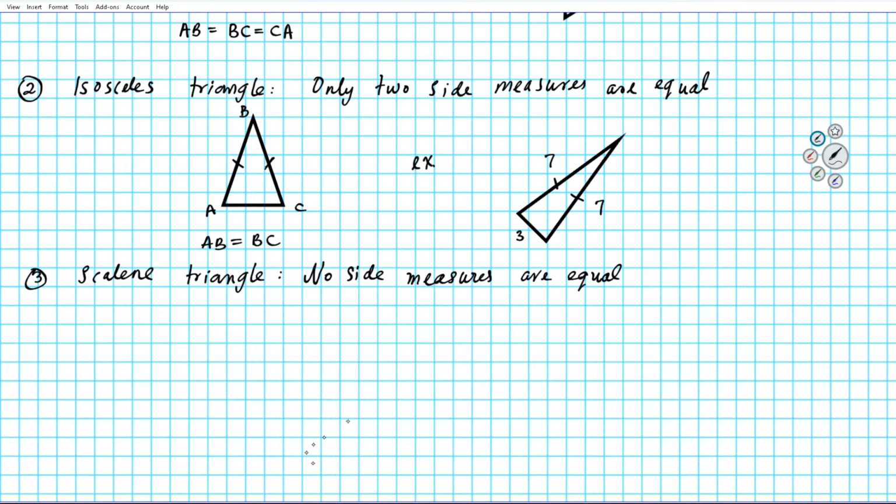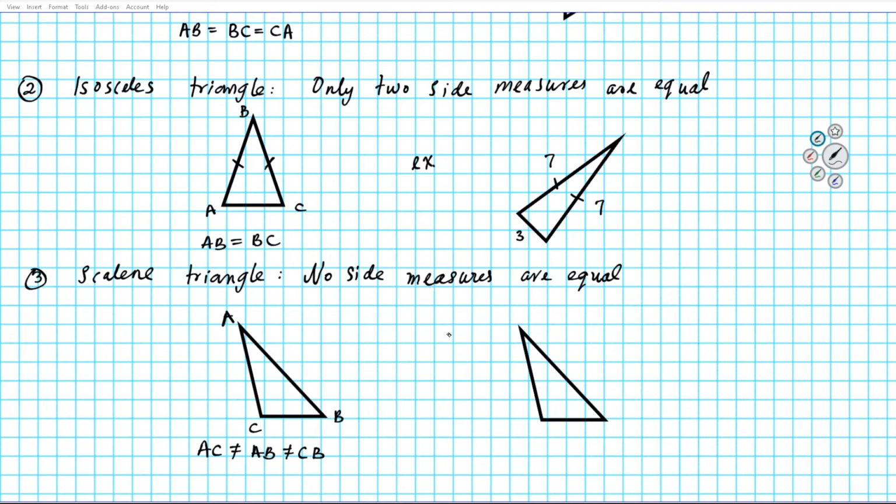So let's take a look at a visualization of a scaling triangle. This is a scaling triangle right here. Why is it a scaling triangle? Well, this triangle right here, let's call it triangle ABC. Triangle ABC is a scaling triangle because AC is not equal to AB and is not equal to CB. So no pair of sides are congruent. Okay, that's what a scaling triangle is.